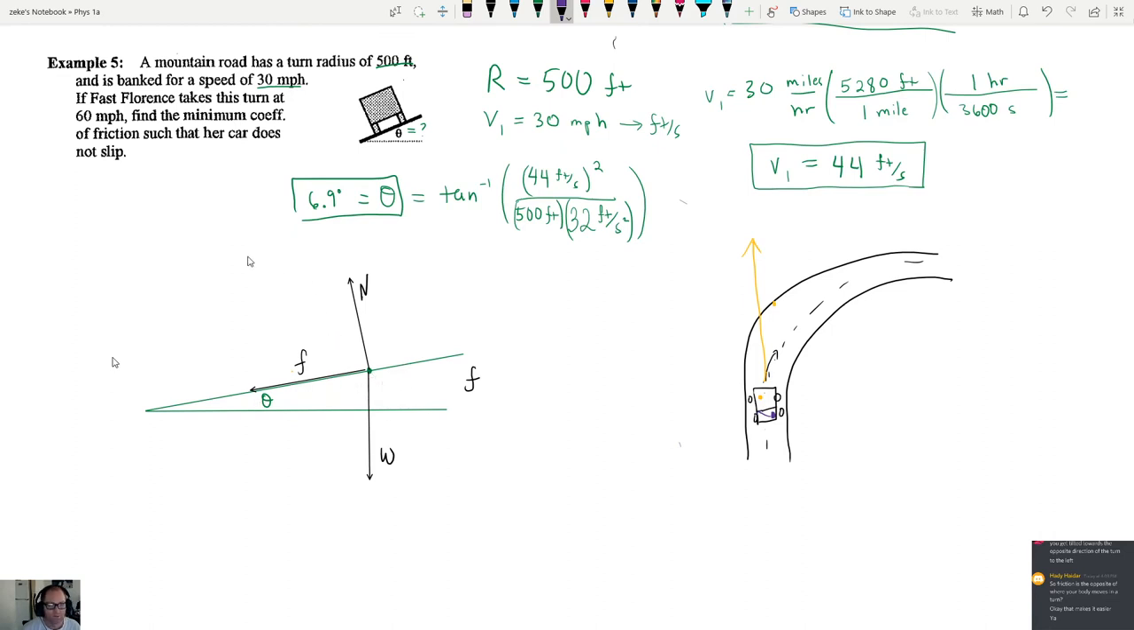the road. But what if this person took the turn at a speed that was less than 30 miles an hour? Remember that it's an icy road. So if they're not going fast enough, they will tend to slide down the ramp, which means the friction would actually point the other way. So the direction of friction depends on if you're going too fast or too slow. When you go too fast, the friction's down the ramp. When you go too slow, the friction's up the ramp. And there's going to be a sweet spot of speeds where you can take the turn without sliding off.